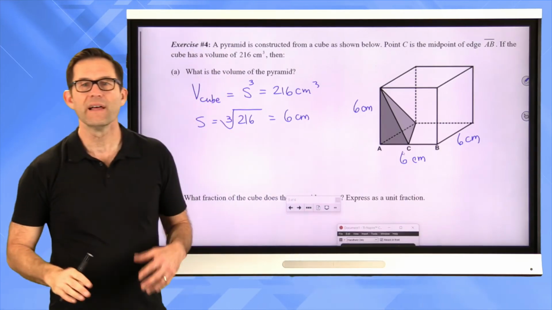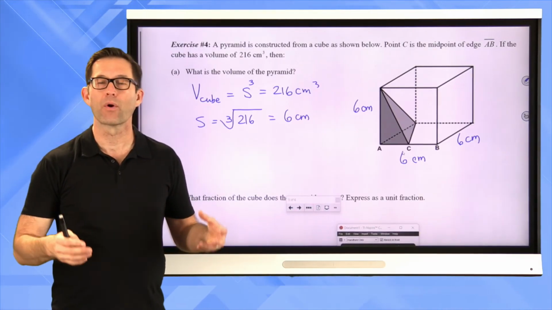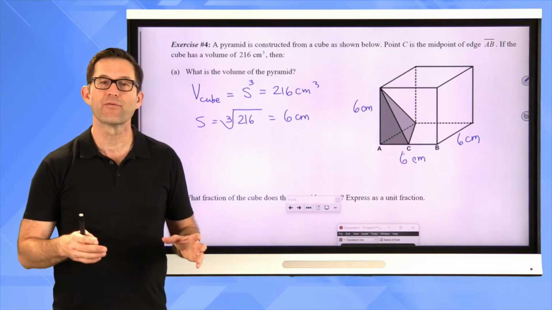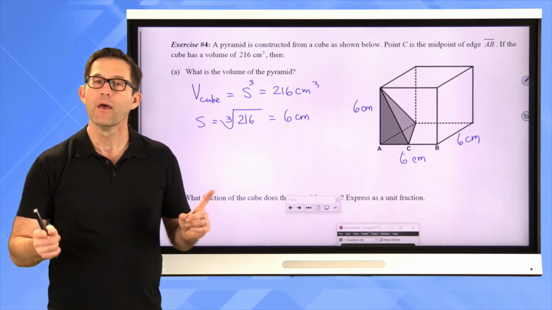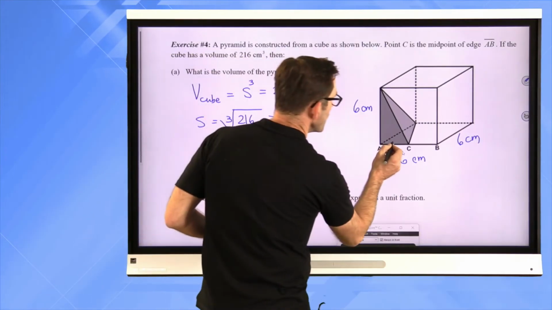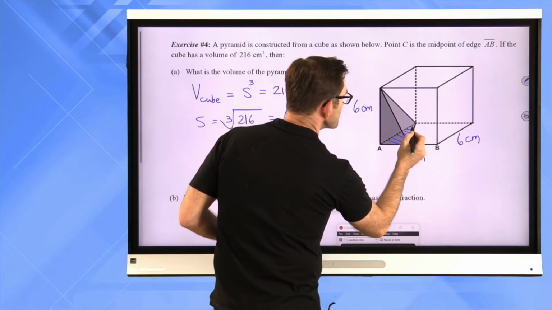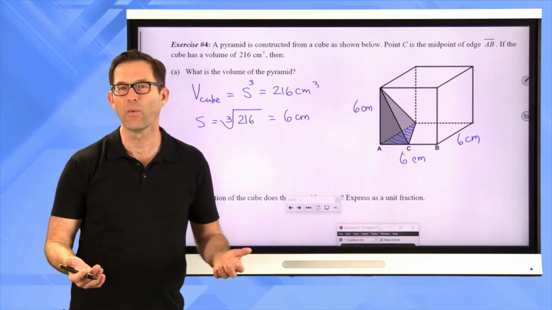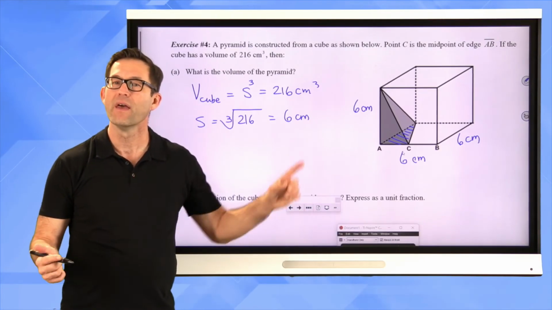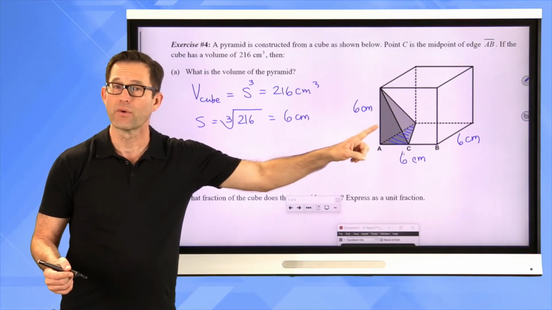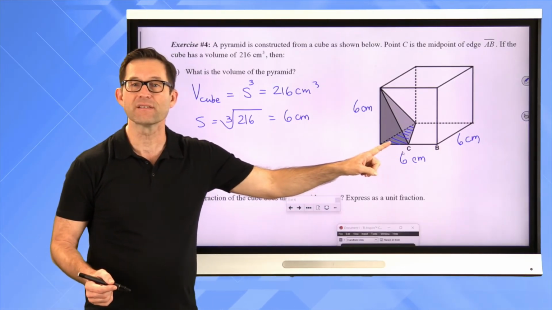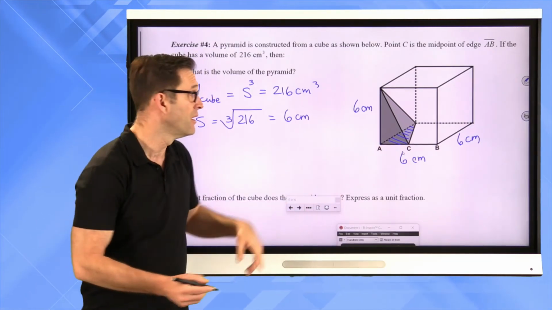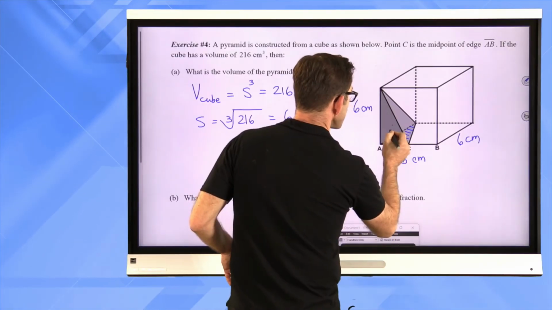Now, let's think a little bit about our pyramid, right? For our pyramid, there's a variety of different ways that we could go about doing it. But it's probably easiest to assume that we're going to use this shape as our base. I mean, it's sitting on it anyway, so why not? Now, that is a triangle, and it's a triangle that has this length of 3, because C is the midpoint of this side. So it's got a length of 3 here, and it's got a length of 6 here.